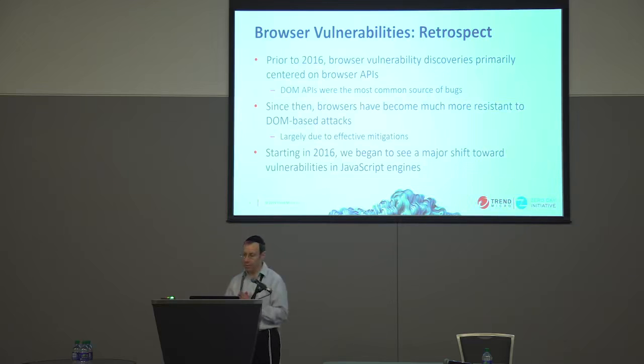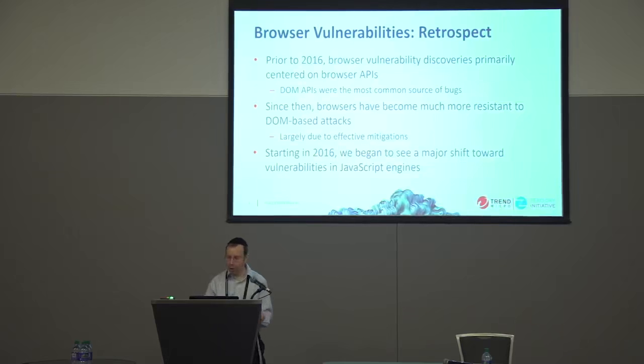In fact, when DOM API vulnerabilities were at their peak in 2014, the Zero-Day Initiative was purchasing approximately 40 DOM vulnerabilities in Internet Explorer per month. Since then, DOM API vulnerabilities have been in steep decline, and this is largely due to effective mitigations that have been put in place. So today, in late 2019, it is rare to see an exploitable DOM API bug discovered.